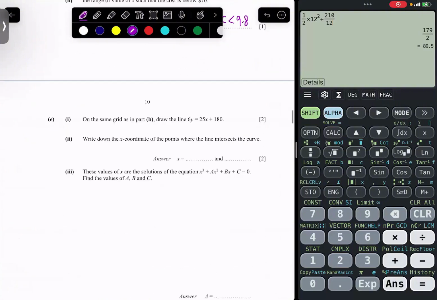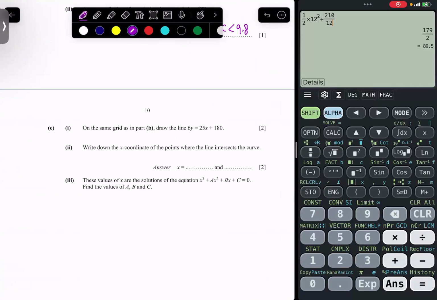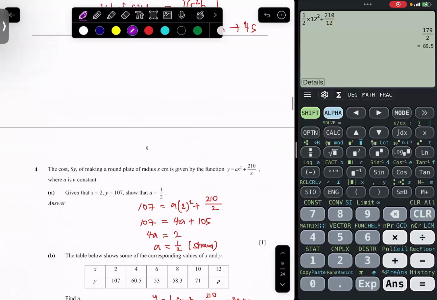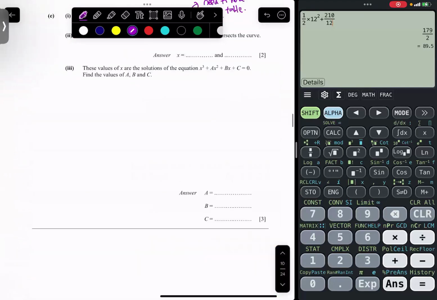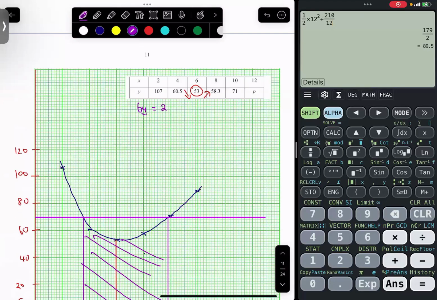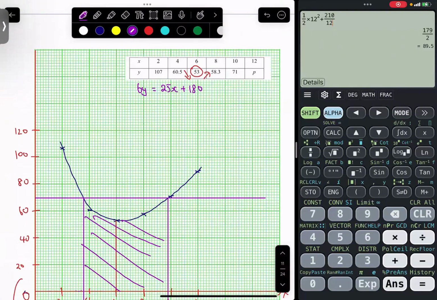Now, let's see. On the same grid in part B, draw the line 6y equals 25x plus 180. When you want to draw a line, you need to have a table. So to get the table, you need to create the table yourself. So the equation is 6y equals 25x plus 180.